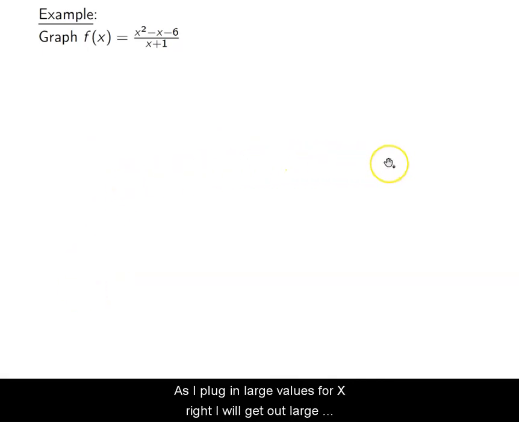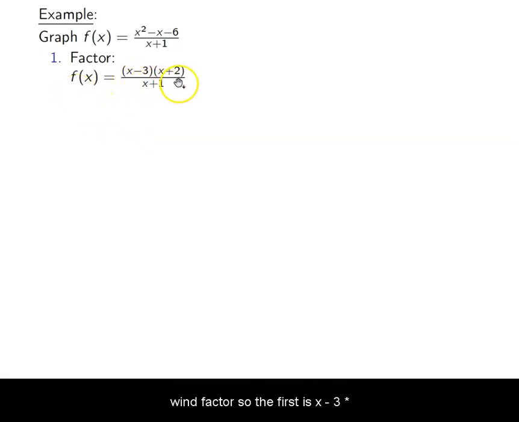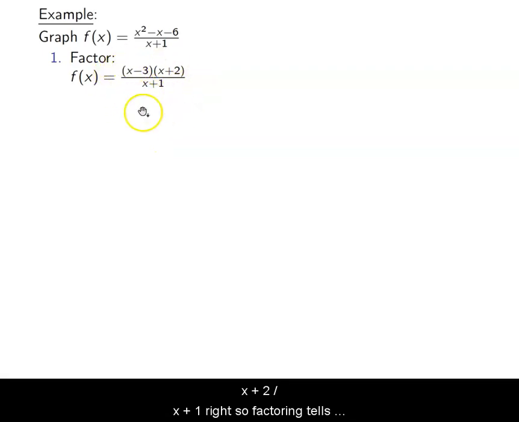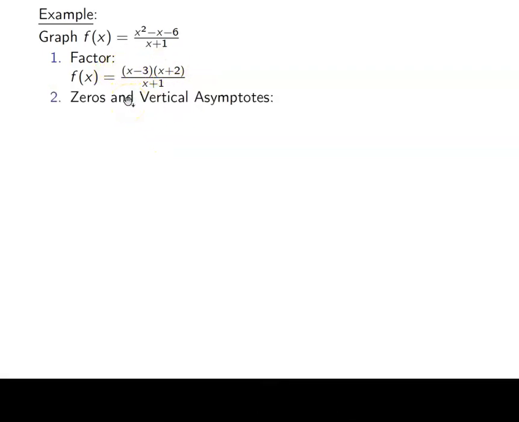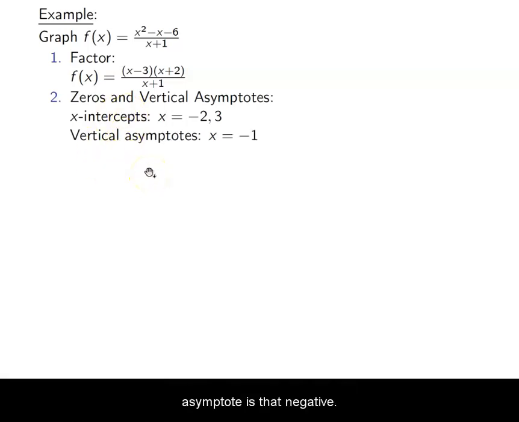As I plug in large values for x, I will get out large values. It acts overall like a linear function, but it has all kinds of other stuff going on. There's asymptotes, there's zeros, there's other things going on. So let's go ahead and factor. So the first is x minus 3 times x plus 2 over x plus 1, right? So factoring tells us what the zeros are. So my zeros are -2 and 3, okay? And my hole is at -1. I'm sorry, not hole, but my vertical asymptote is at -1.